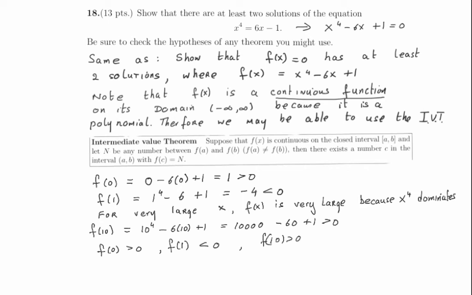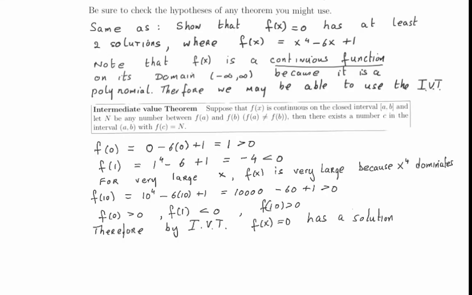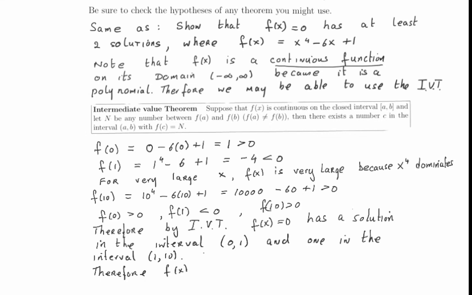We now have two intervals on which f of x changes sign, which guarantees a solution to the equation in the interior of both. The intervals do not overlap, so we can conclude that the two solutions are not the same, and that the equation f of x equals 0 has at least two solutions.